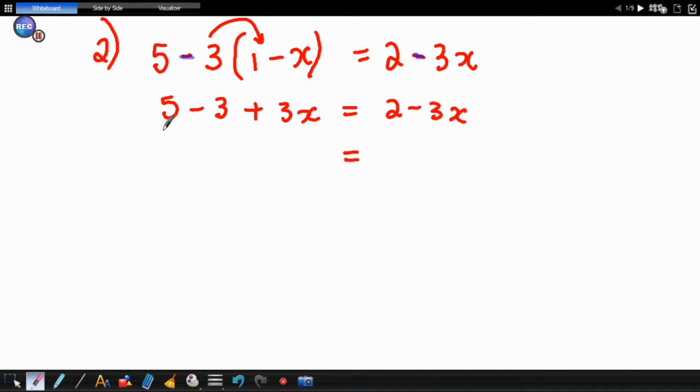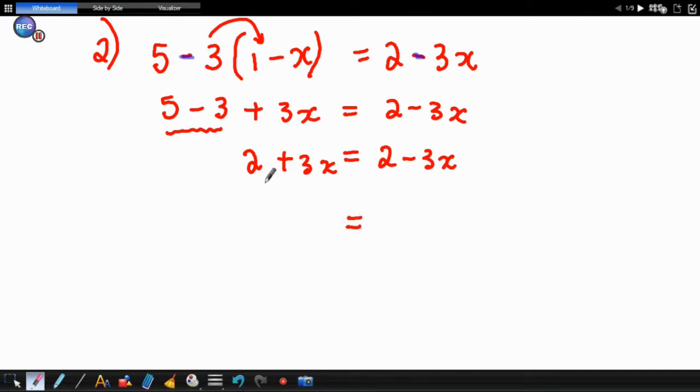Guys, and then you see that on this left-hand side, I do have like terms. 5 minus 3 will give you positive 2, and then you have plus 3x, and then you have 2 minus 3x. And then what I need to do now is take all my variables to the left-hand side, and then I'll take my constants to the right-hand side.